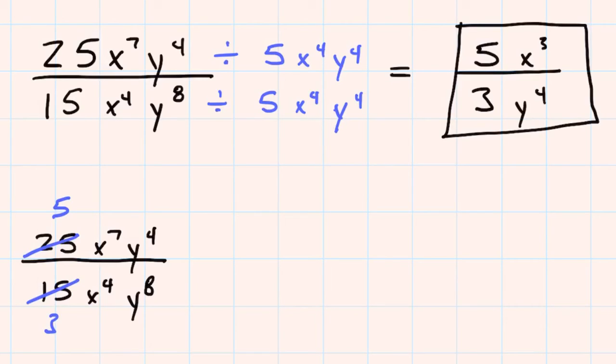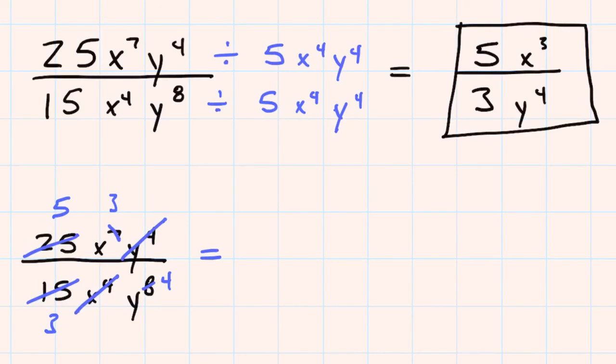When you go to variables, you always just cross off the smaller power. So I'm going to cross out x to the 4th, and then I'm going to subtract. 7 take away 4 is 3. In y to the 4th and y to the 8th, I cross off the smaller power, which is y to the 4th, and then 8 take away 4 is 4.